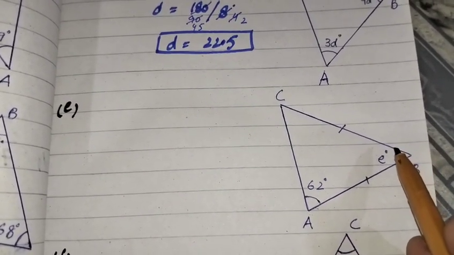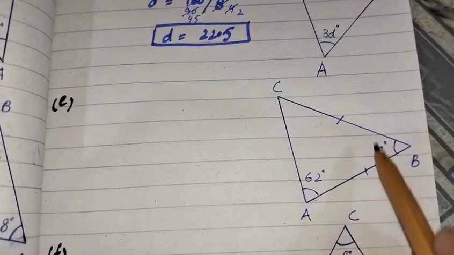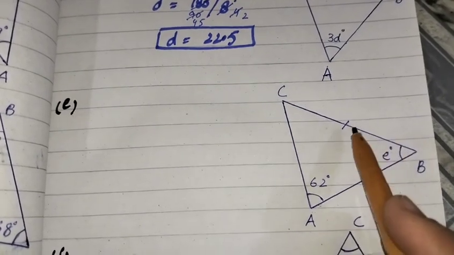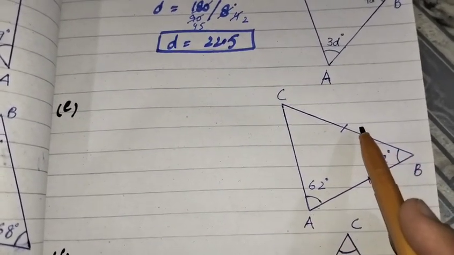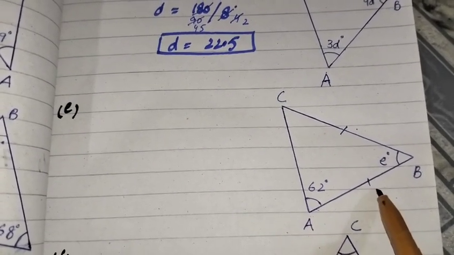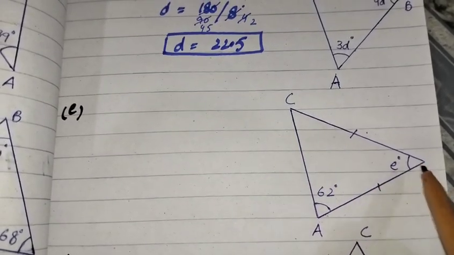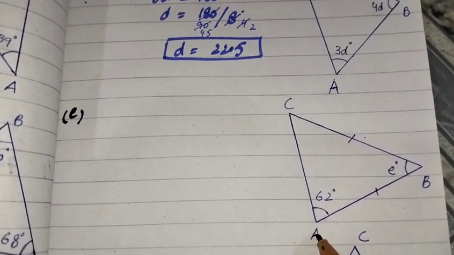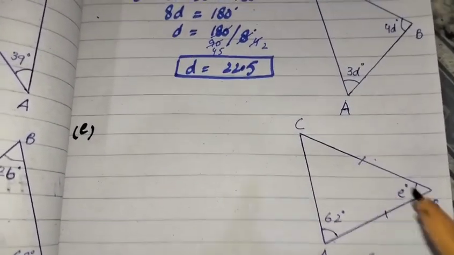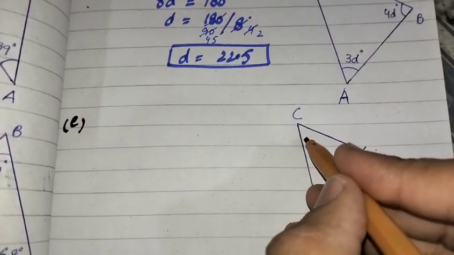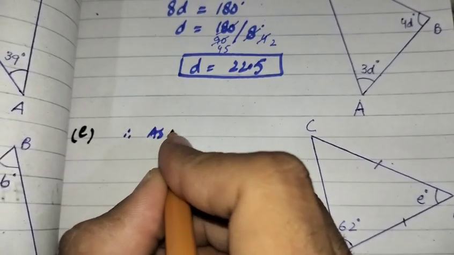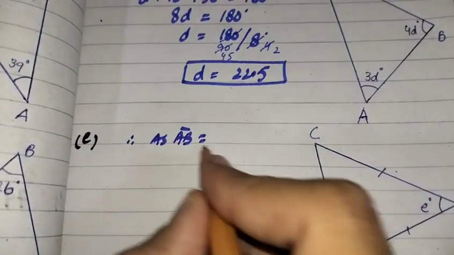We have studied in the last question that if two sides are equal, then the angles opposite to these sides are also equal. It means that if BC is equal to AB, the angle opposite to BC is also equal to the angle opposite to AB. So the angle opposite to BC is 62 degrees, and the angle opposite to AB will also be 62 degrees. So we can write it here: AB is equal to BC.